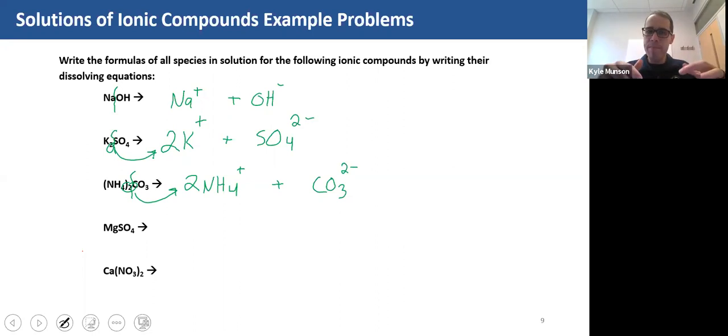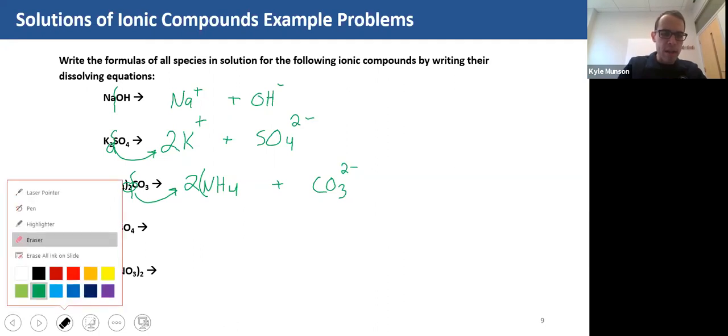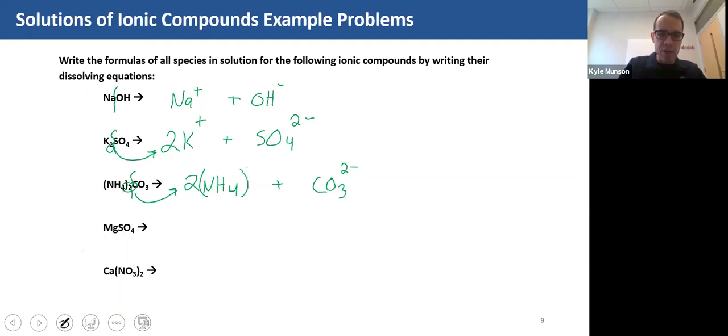And the ammonium was in parentheses right here, so I'll just write that here so you could see it. So it stays together. In other words, you don't need to break apart the hydrogens and the nitrogen. Remember, it is a polyatomic cation in this case, a polyatomic ion. So it stays together, and we have 2 of them.